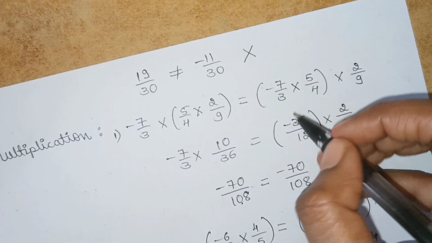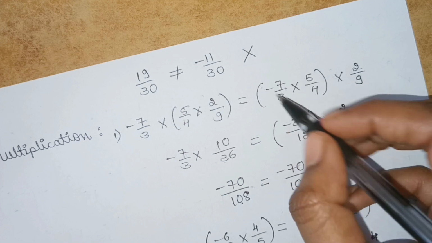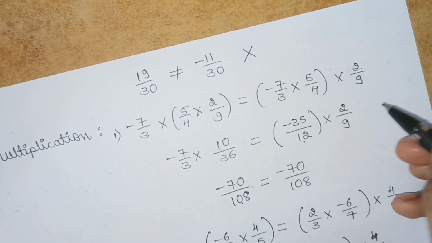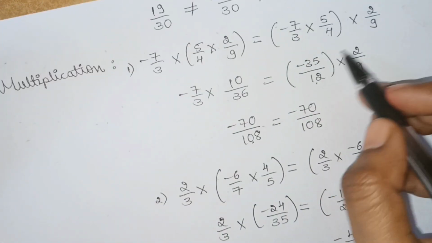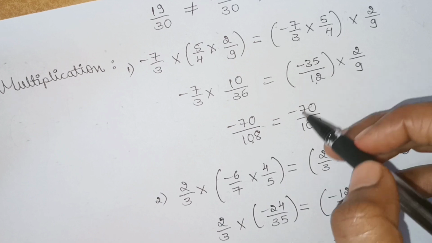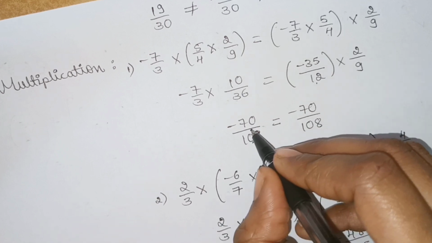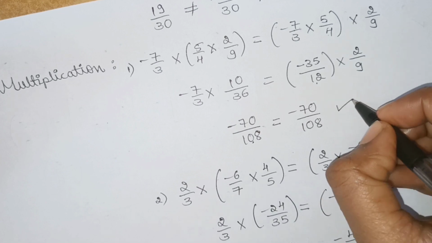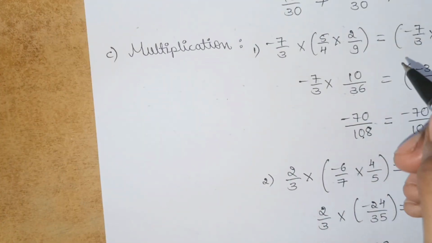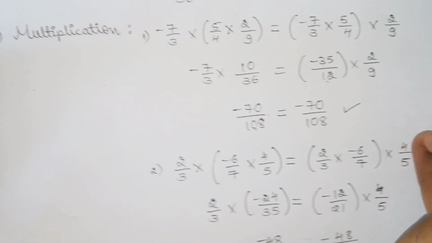Let's solve RHS. 7 5s are 35, minus kept as it is. 4 3s are 12 into 2 by 9. 35 into 2 is 70, minus is kept as it is. 12 into 9 is 108. So minus 70 by 108 is present in both LHS and RHS. So multiplication is commutative in the first example.